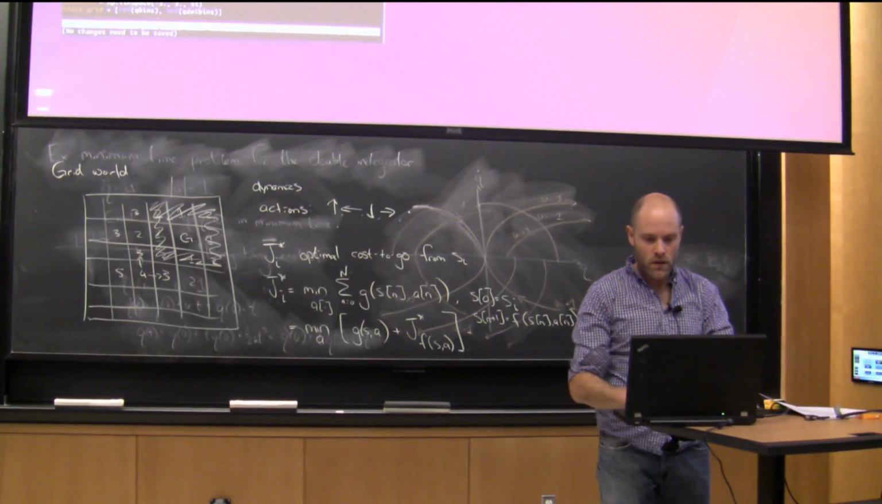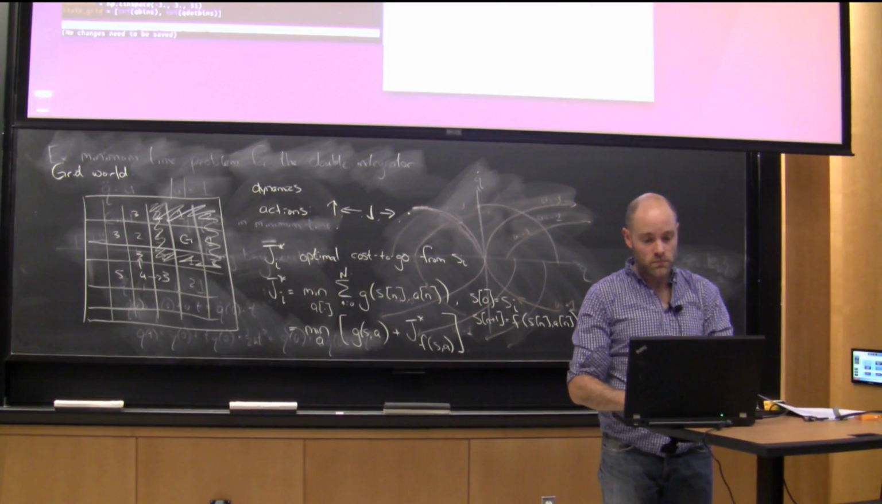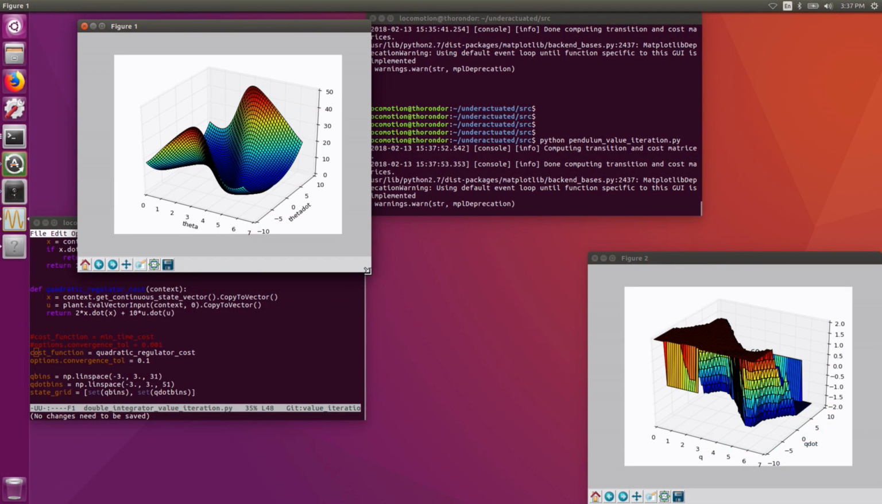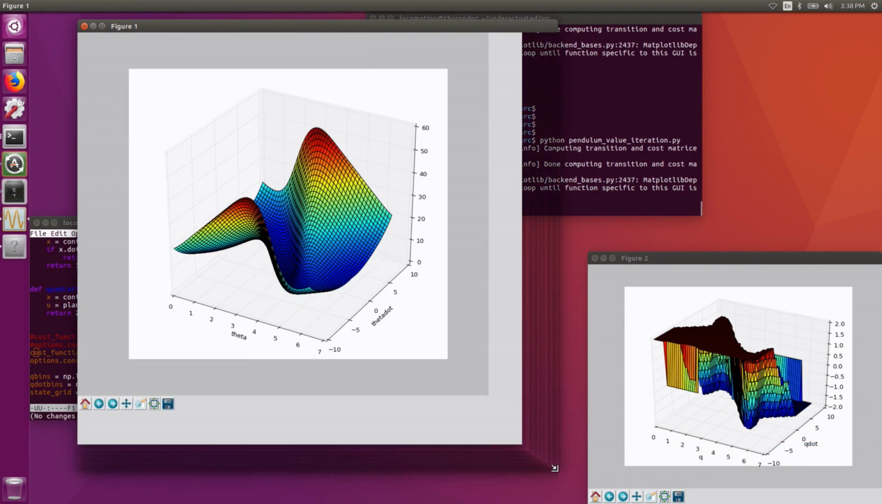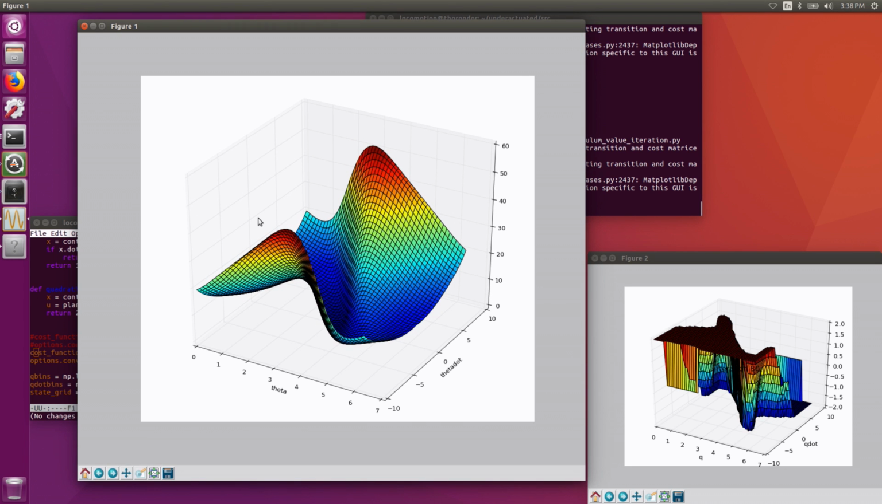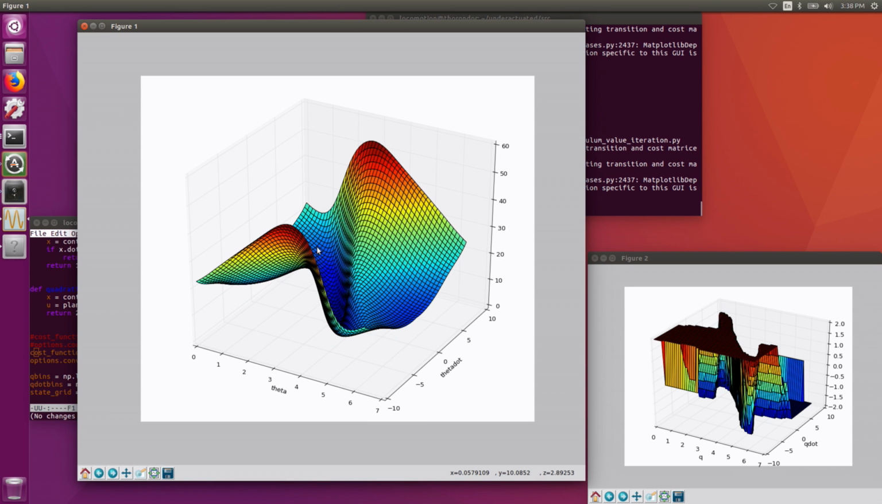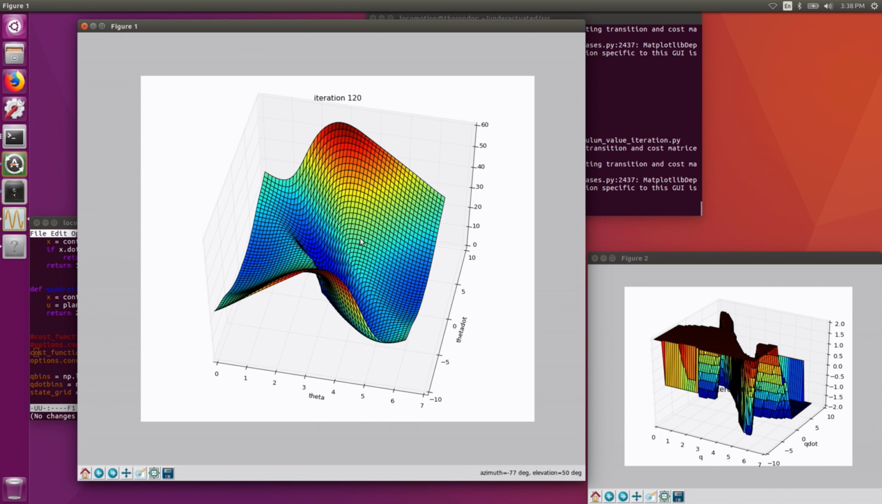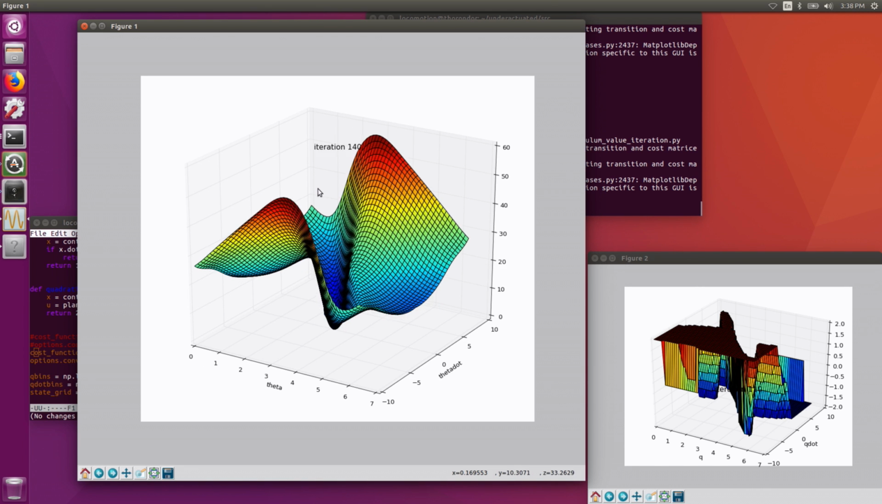Okay, here's the pendulum. Same exact algorithm. Now we're just going to stick in f from the equations of motion of the pendulum, mgl sine theta. Look what it does. Okay, it looks pretty.